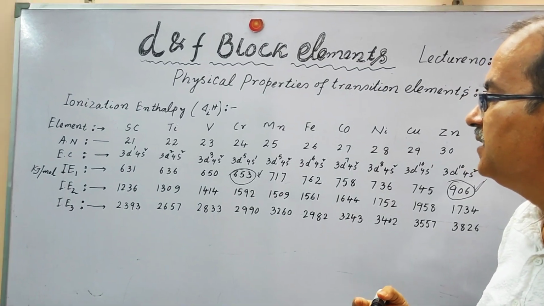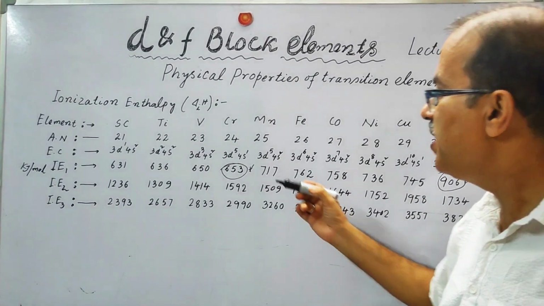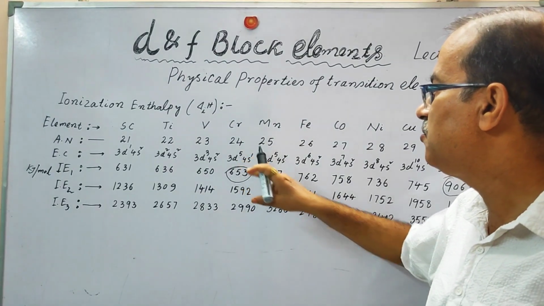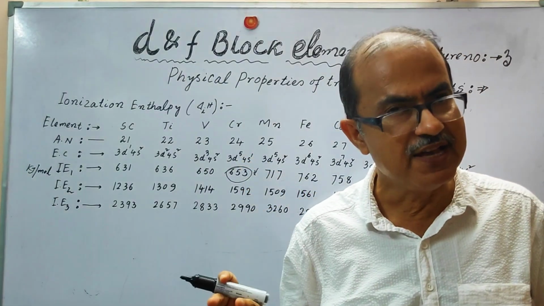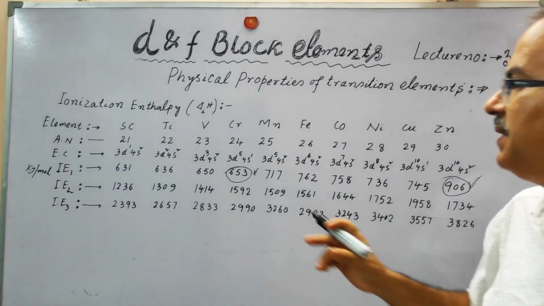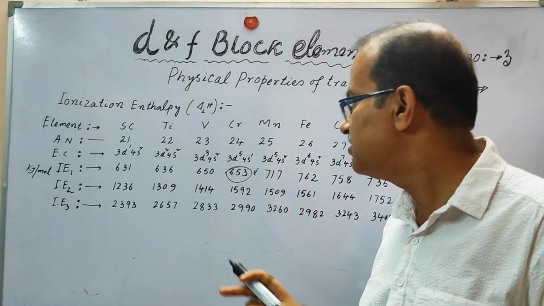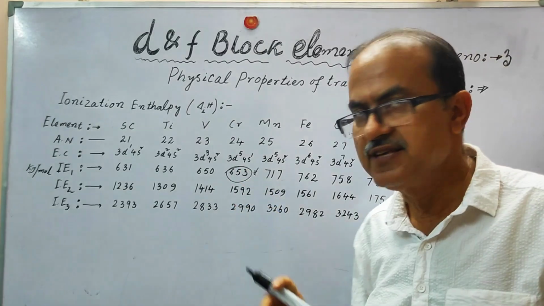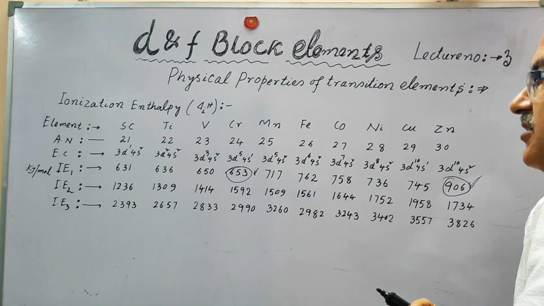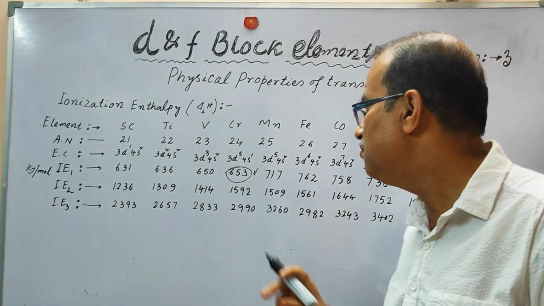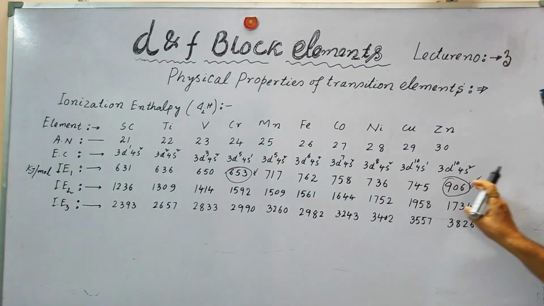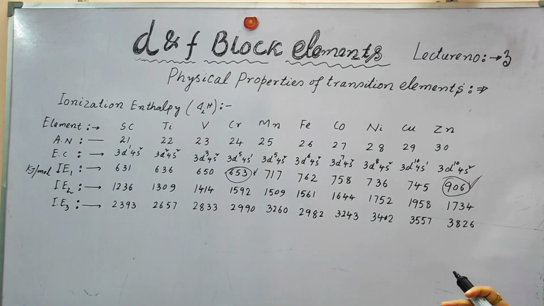Why is it so? This is due to the fact that when it is the chromium plus ion, one electron from the s orbital has been removed, but there is no disturbance in the d orbital electrons, and that is why we will observe lower ionization energy. Otherwise there is no such abnormality we can observe in case of first ionization enthalpy.